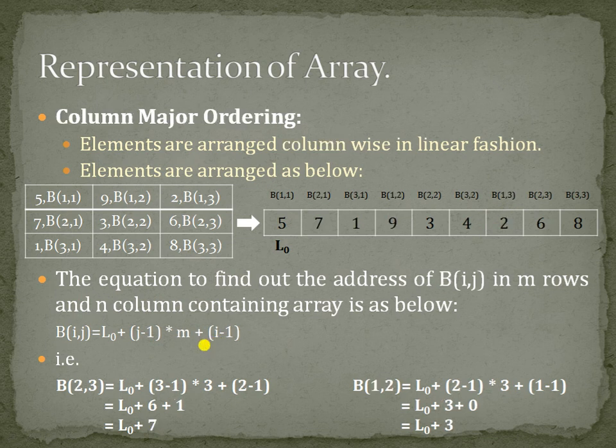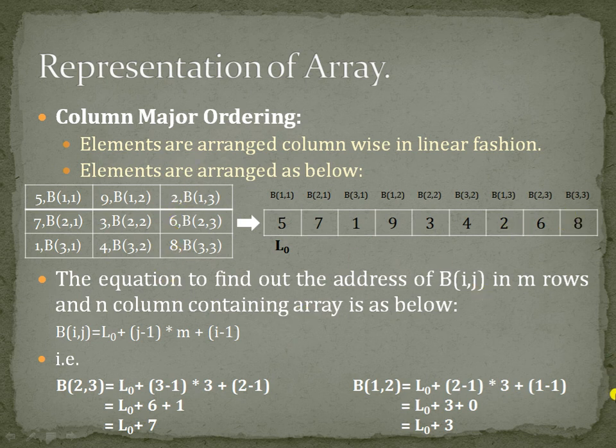Similarly, we have the column major ordering. In column major ordering, the elements are arranged column wise in linear fashion. I have taken the same array, but the storage structure is a little different. Instead of storing the array elements row wise, now all the elements are stored column wise. The first column gives 5, 7 and 1. The second column gives 9, 3, 4. The third column gives 2, 6 and 8.